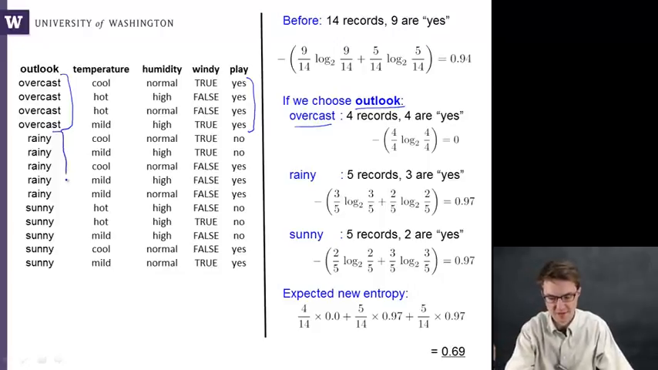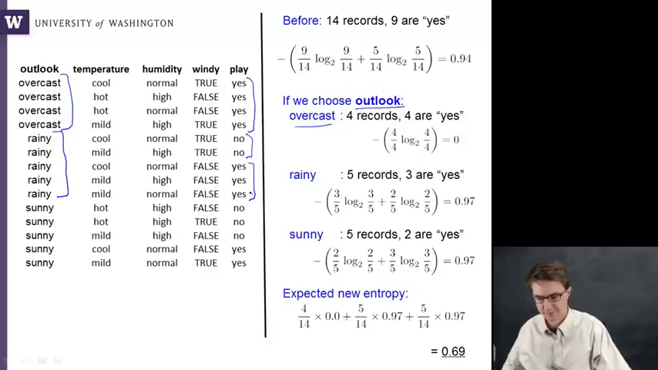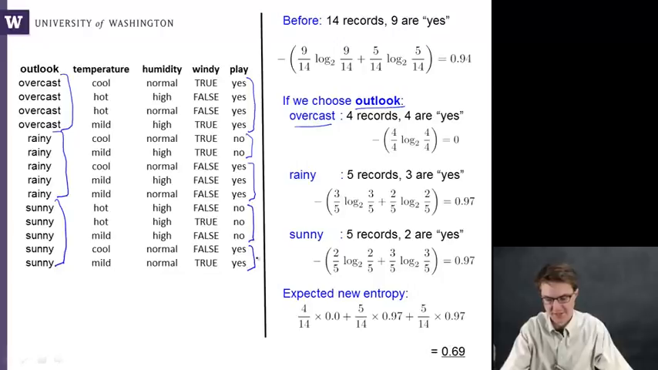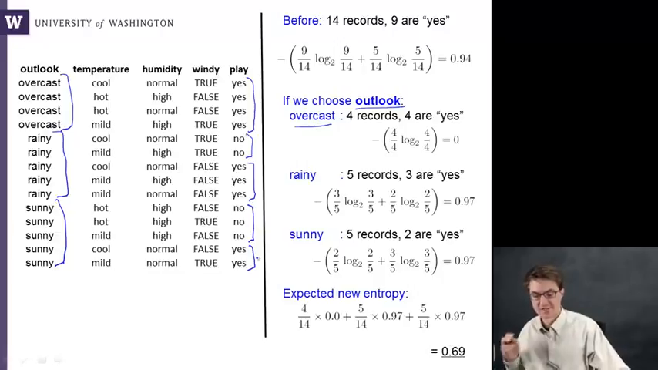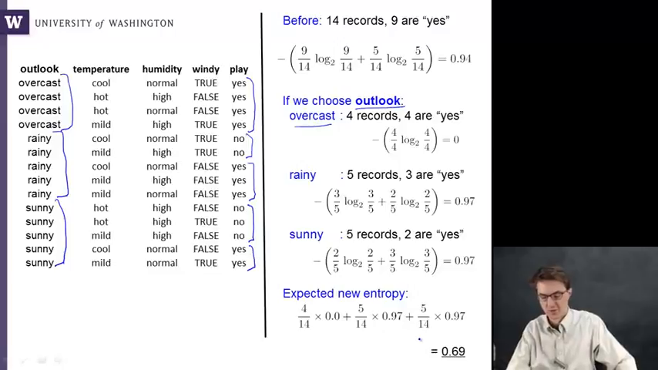And the value rainy has 2 no's and 3 yeses. Okay, so 5 records total. 3 out of 5, log 2, 3 out of 5 plus 2 over 5, log 2, 2 over 5 is 0.97. Okay, and then finally, if it's sunny, then you have 3 no's and 2 yeses, and it's the same value, 0.97. Okay, and so now the expected new entropy, if we have chosen outlook, you compute expected value.